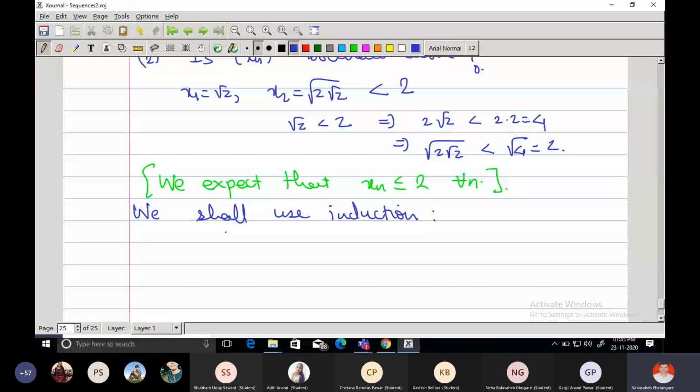What is the first step, for n equal to 1? x1 is root 2, which is definitely less than 2, or for n equal to 2, x2 is less than 2. So for n equal to 1, 2, it is true. What is the next step?